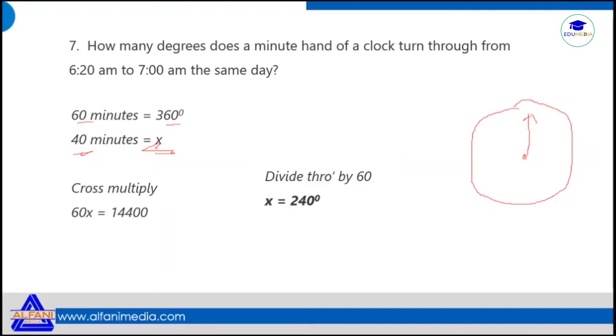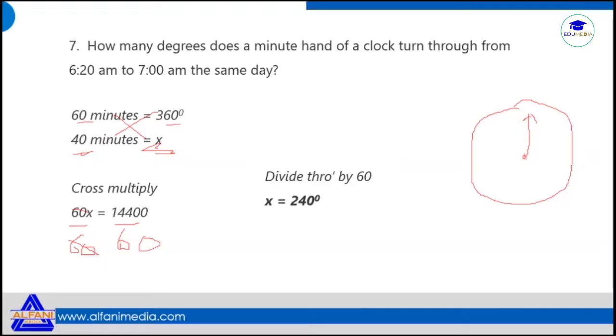Okay, so what I did here is to cross multiply. So, 60 minutes times x, 40 minutes times 360 degrees. The 40 times 360 gave me 14,400. When you do it in your calculator, 40 times 360 will give you 14,400. After this, you divide through by 60 to get the x alone. So dividing through by 60, x will now be equal to 240 degrees.